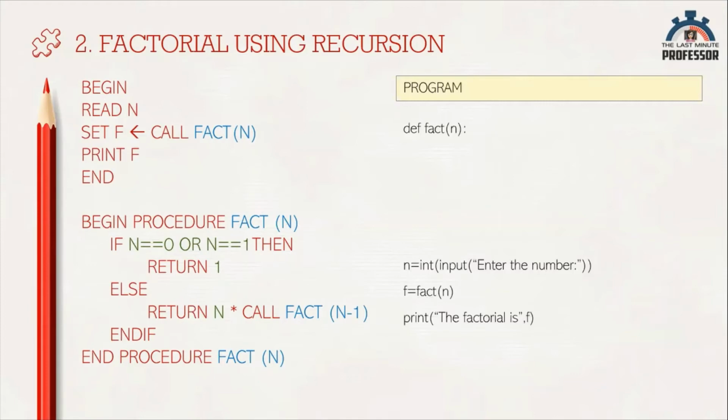So here this pseudocode has been written with an assumption that the user gives a value of n that is a non-negative value. Only under that assumption, the logic has been written as: if n value is 0 or 1, return 1, else return n into factorial of n minus 1. Okay, so how to code this?